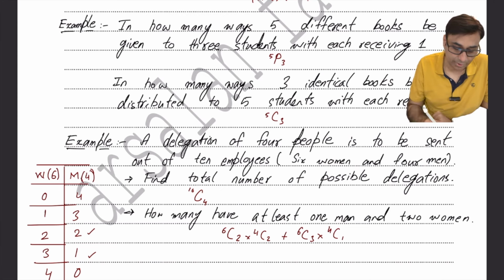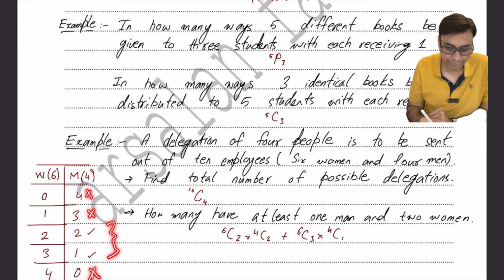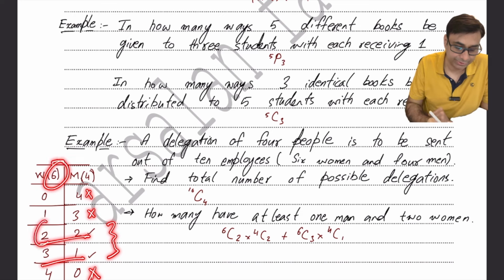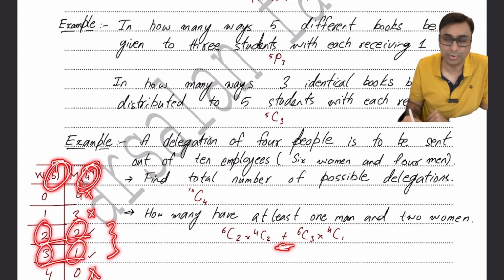So that means you can't have 4 men, all of them. You can't have 3 men as well. You can't also have all 4 women. So you would know which ones you really wish to consider, and then you can find out these combinations. There's going to be 6C2 times 4C2, and then you have to re-select them. So there's going to be 6C3 times 4C1, and then you add these possible combinations.